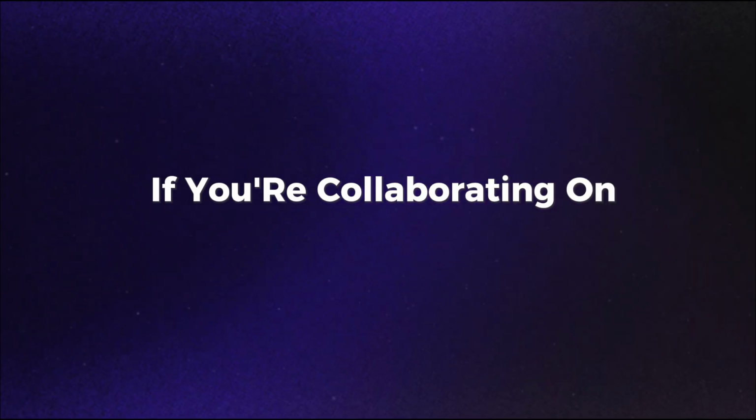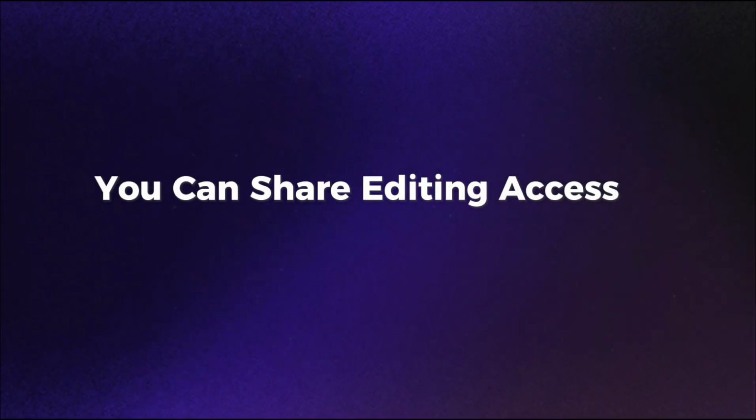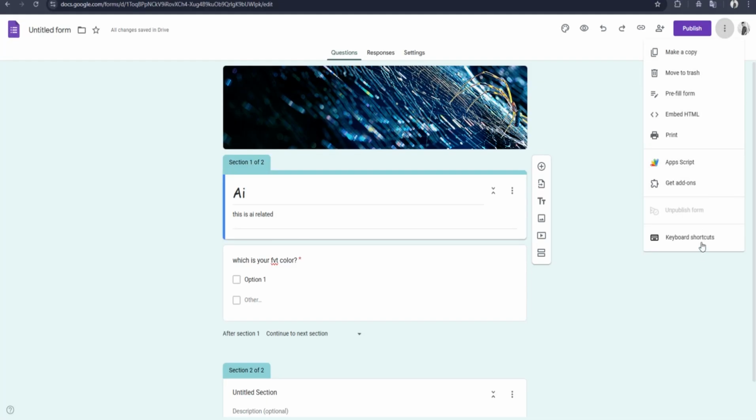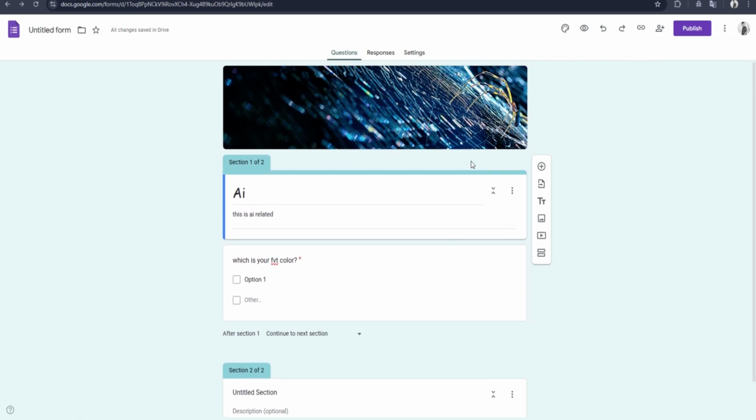If you're collaborating on building a form with colleagues or team members, you can share editing access to the form itself. Just click the three-dot menu and select Add Collaborators to invite others to help you build or edit the form in real time. Everyone can see each other's changes instantly, making teamwork seamless.